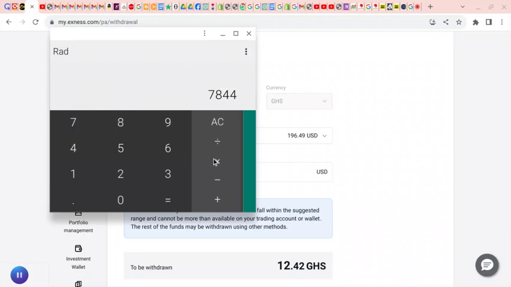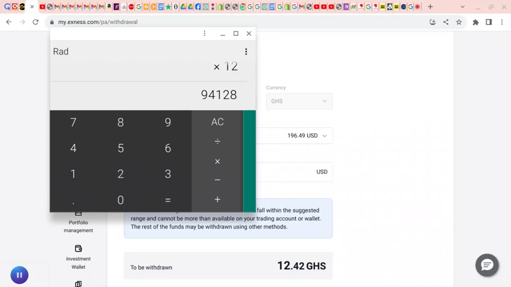7,844 cedis times 12. That's 12 months, that's a year. So within a year, you're making 94,128 cedis. So are you trying to tell me that this amount within a year is very small? You're making five figures, 94,128 Ghana cedis within a year. You see that thing?